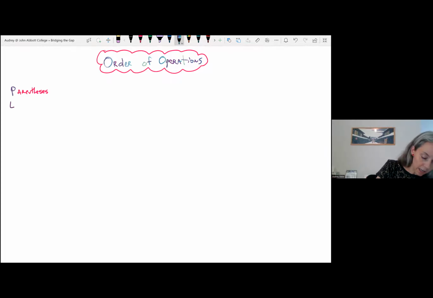Then the E stands for exponents. So after we've dealt with the parentheses, we're going to move on to dealing with the exponents. Then D is for division. M is for multiplication. A is for addition, and S is for subtraction.